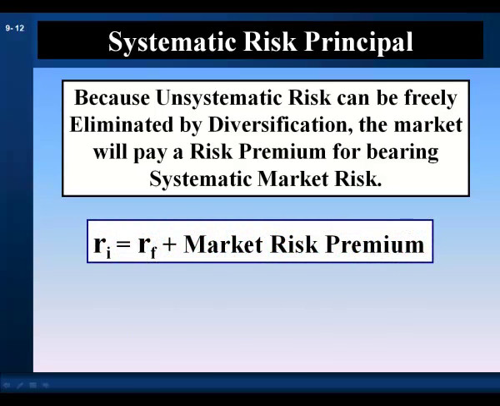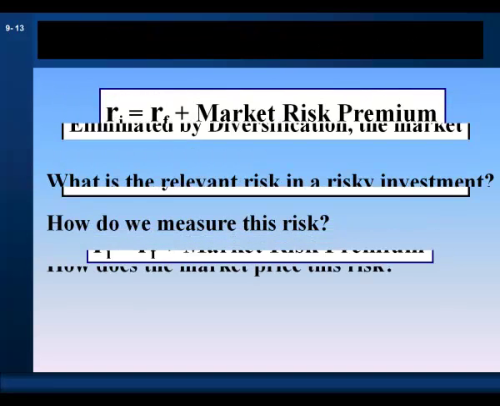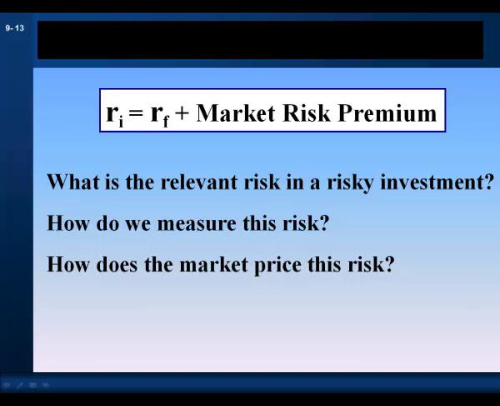Our model for the expected return on a risky asset was equal to the risk-free rate plus a market risk premium. That market risk premium is a systematic market risk premium. Remember, we had to answer 3 questions. What is the relevant risk in a risky investment? The relevant risk is systematic market risk. How do we measure this risk? It's measured by covariance. How does the market price this risk? That's the topic of the next lecture.